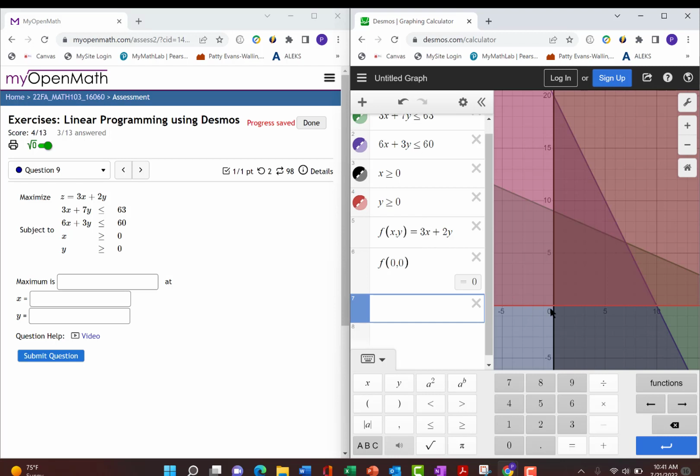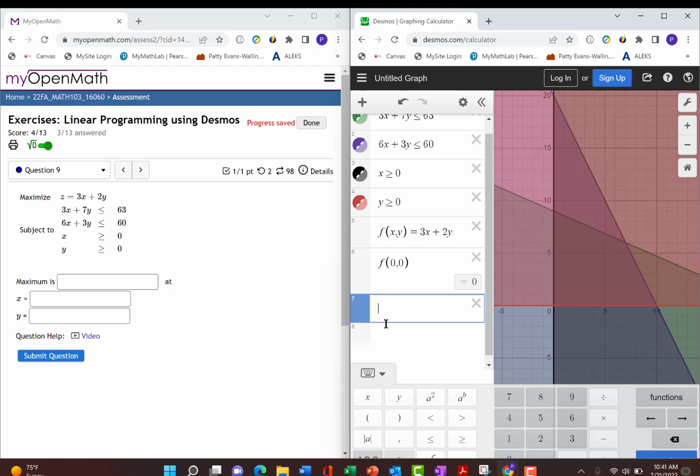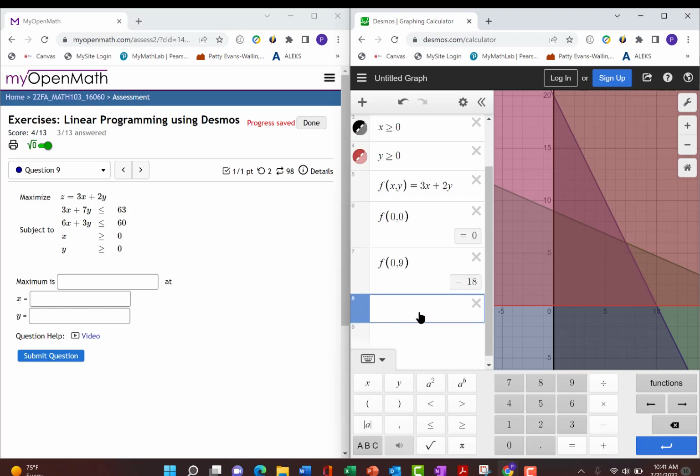Now I'm going to do the same thing for the next corner point. I'm going to go to the one up here, and when I click on it, it tells me it's 0, 9. So I'm going to come back to line 7 and type f parenthesis 0, 9 parenthesis equals, and it tells me that value is 18. That makes sense because when I plug 0 into x, 3 times 0 is 0, and when I plug 9 into y, 9 times 2 is 18.